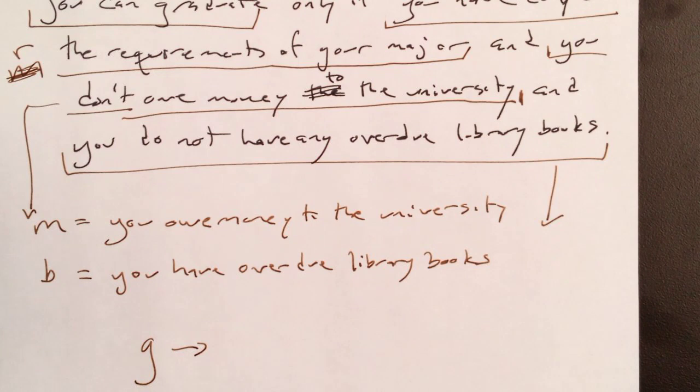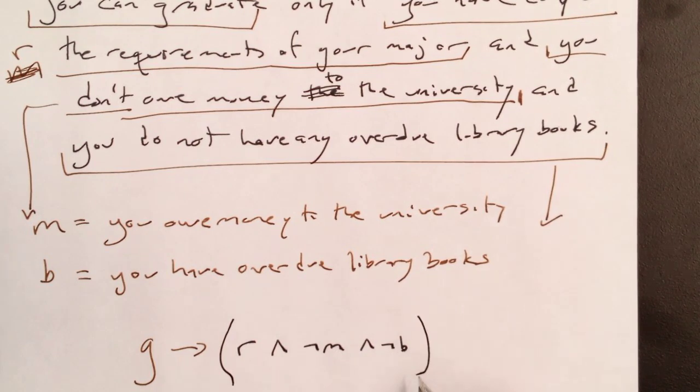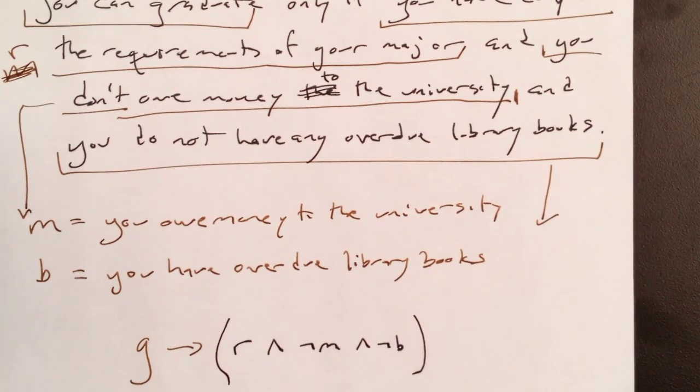G arrow what? Stuff. R and not M and not B. But I want all of that to be decided as one piece, right? So that at least needs parentheses like this. Because otherwise the arrow is done afterwards, that would be okay, but which and?